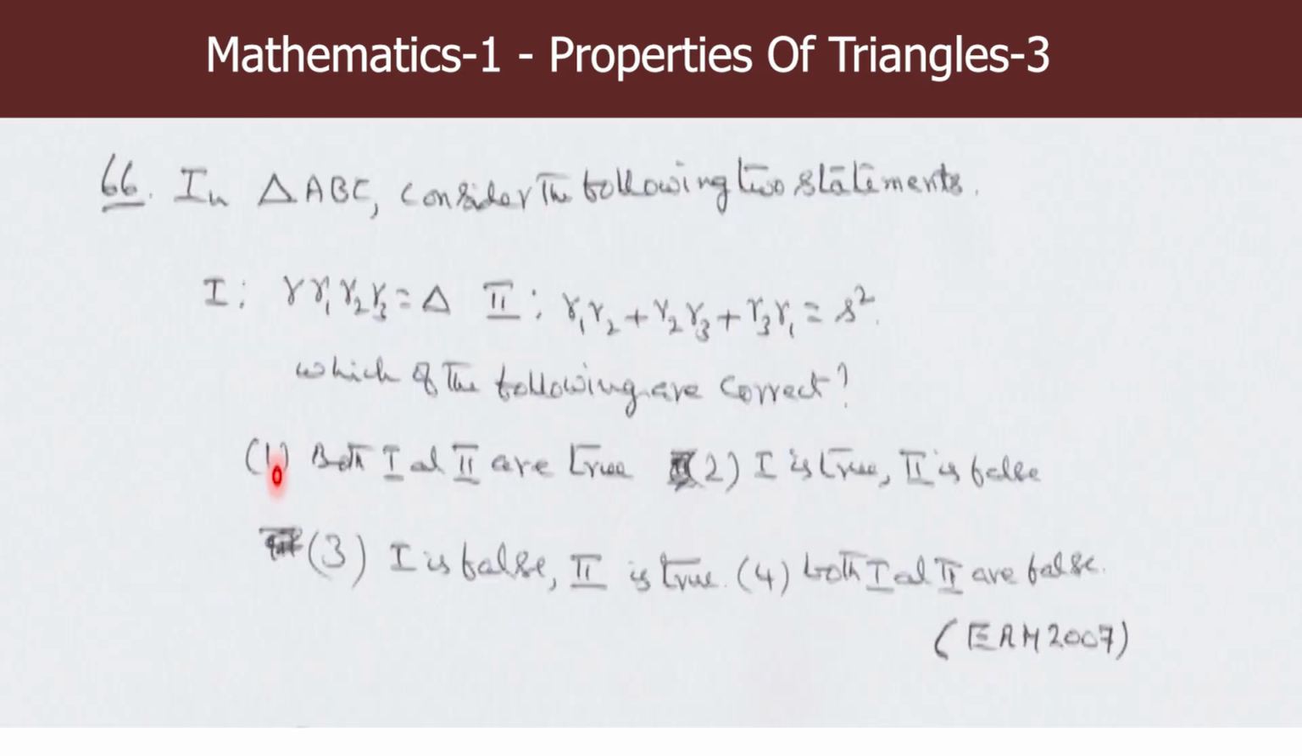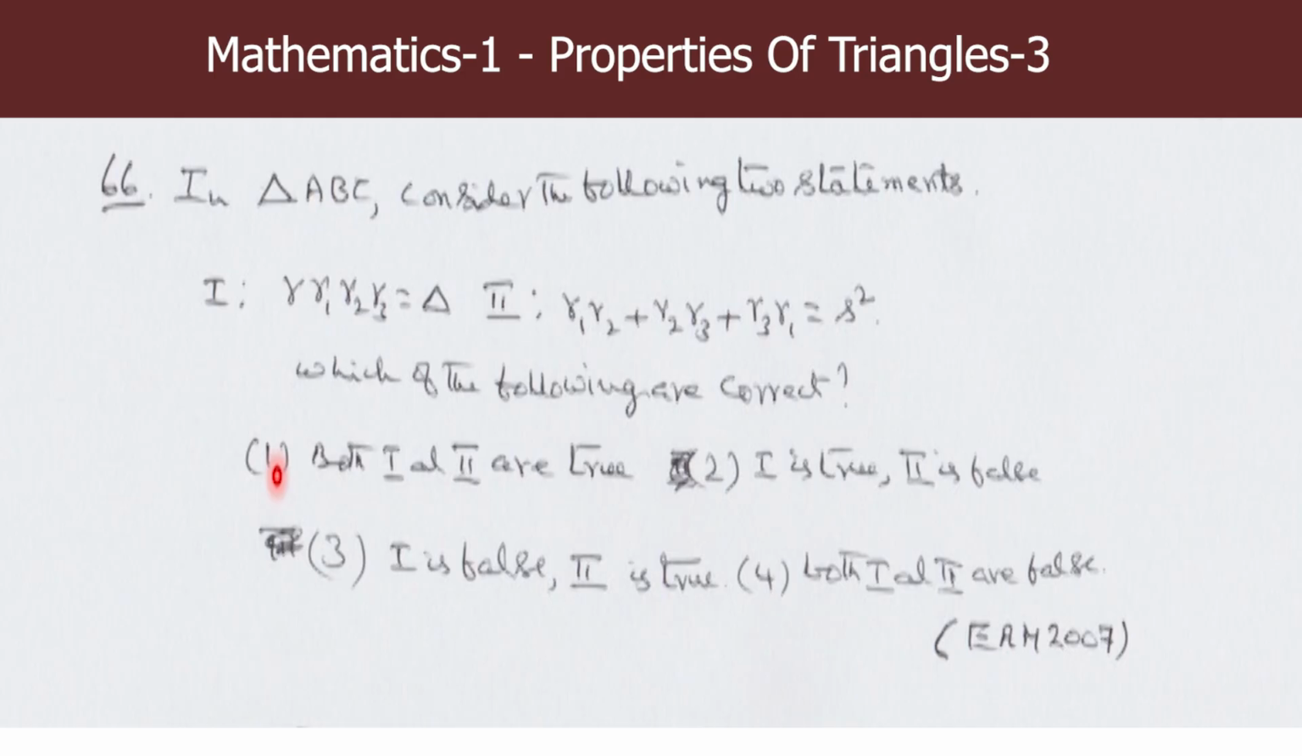Right. 66. In triangle ABC, consider the following two statements. Number 1, r1 r2 r3 is equal to delta. Number 2, r1 r2 plus r2 r3 plus r3 r1 is equal to s square. Now again the options are: both 1 and 2 are true; 1 is true, 2 is false; 1 is false, 2 is true; and both 1 and 2 are false. This is also asked in EAPCET 2007.